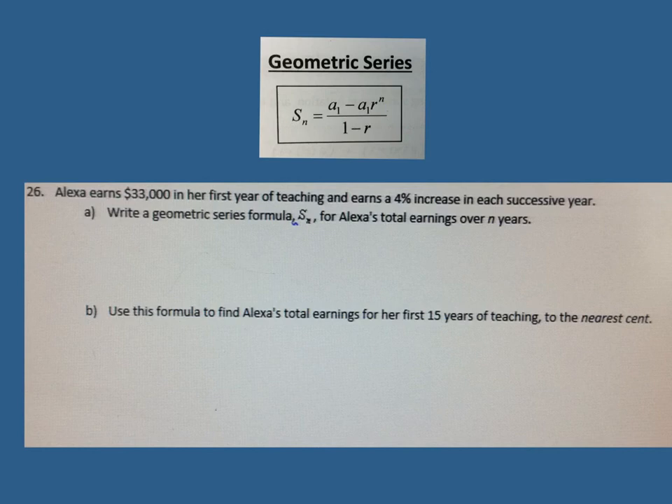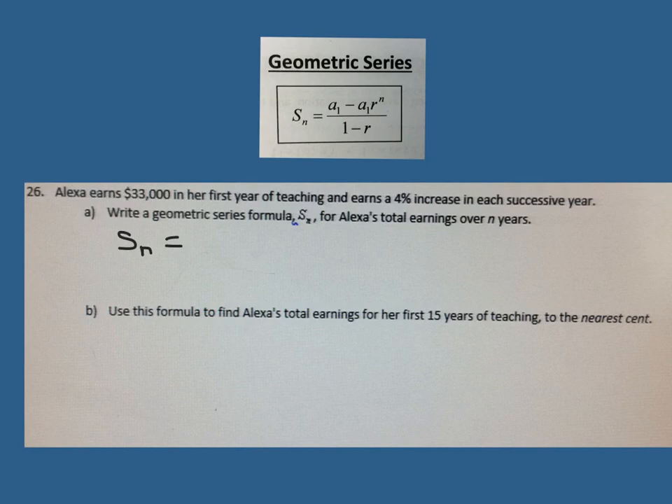Okay, so at this point, if you tried it out, let's just read it. It says Alexa earns $33,000 in her first year of teaching and earns a 4% increase in each successive year. So the first thing they want us to do is write a geometric series. They're telling us to call it S sub n for Alexa's total earnings over n years. So all they really want us to do is plug the numbers into this formula above.